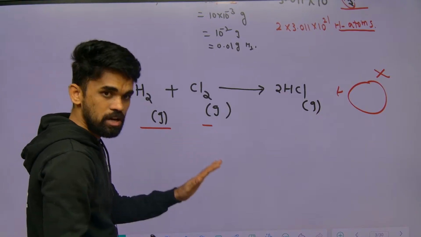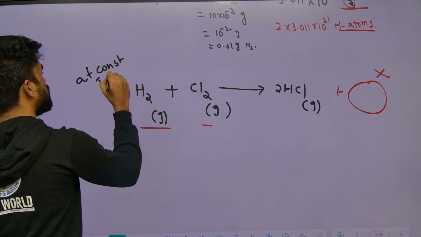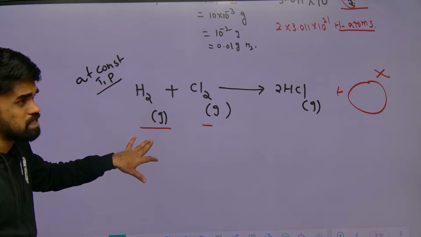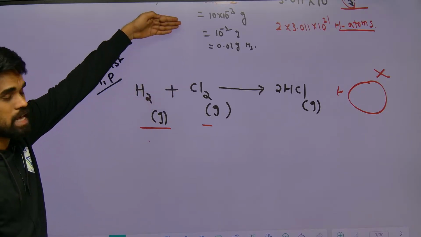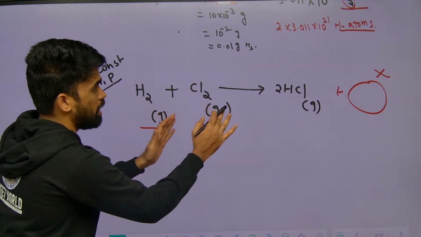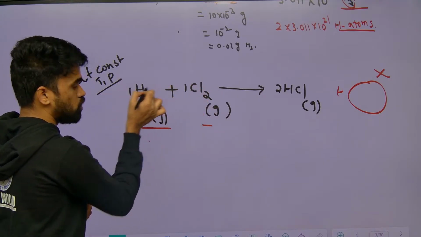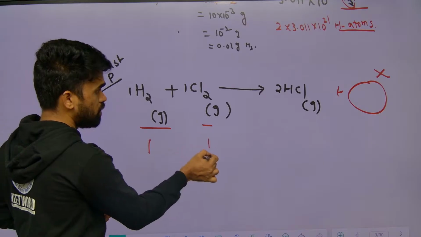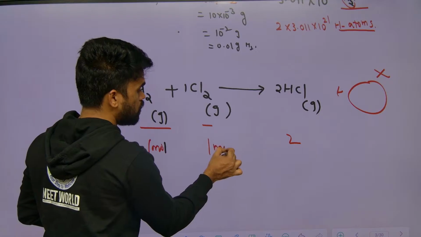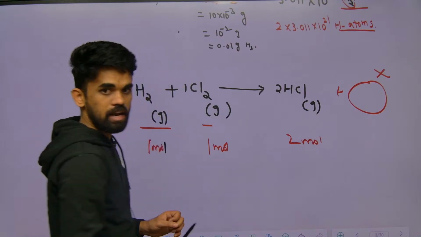This Gay-Lussac's law is applicable at constant temperature and pressure. The basis for Gay-Lussac's law is our Avogadro's law. That is what you need to remember. Now if I write a reaction in this balanced equation, what stoichiometric coefficients are you seeing? 1, 1, 2. So I can simply say 1 mole H2 reacts with 1 mole chlorine forming 2 moles of HCl.